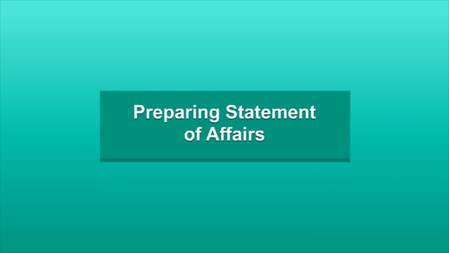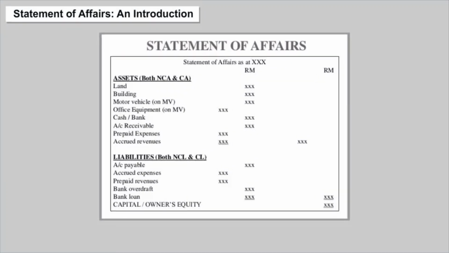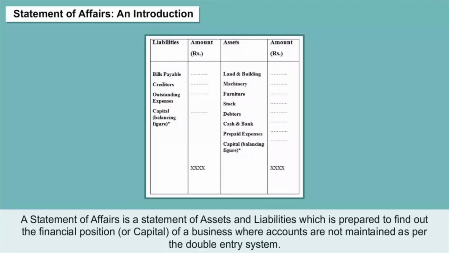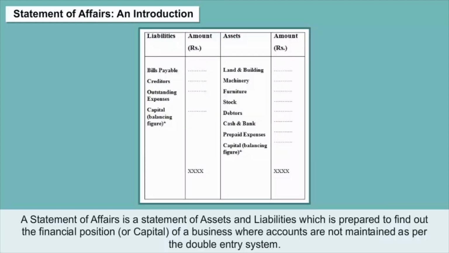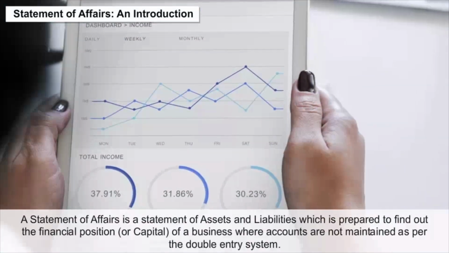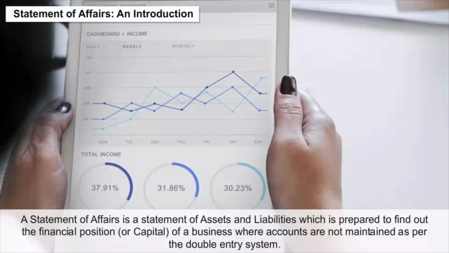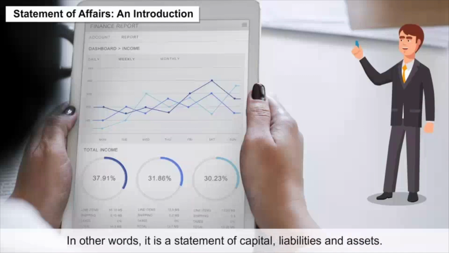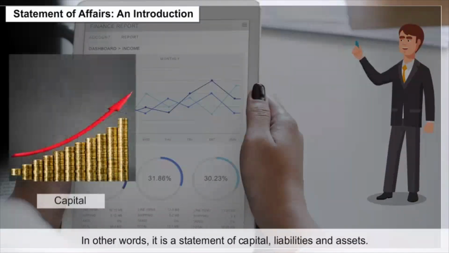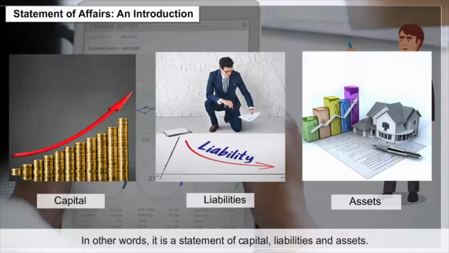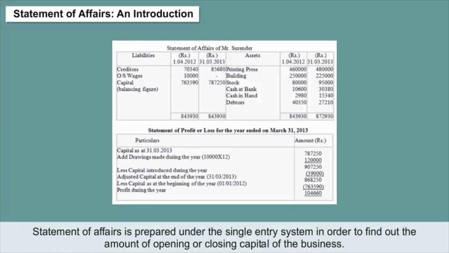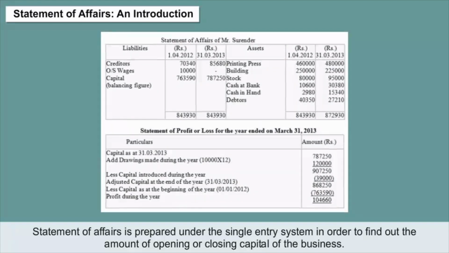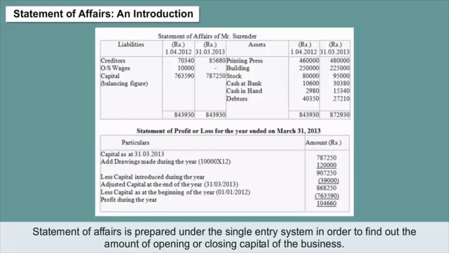Preparing statement of affairs. Statement of affairs and introduction. A statement of affairs is a statement of assets and liabilities which is prepared to find out the financial position or capital of a business where accounts are not maintained as per the double entry system. In other words, it is a statement of capital, liabilities and assets. Statement of affairs is prepared under the single entry system in order to find out the amount of opening or closing capital of the business.